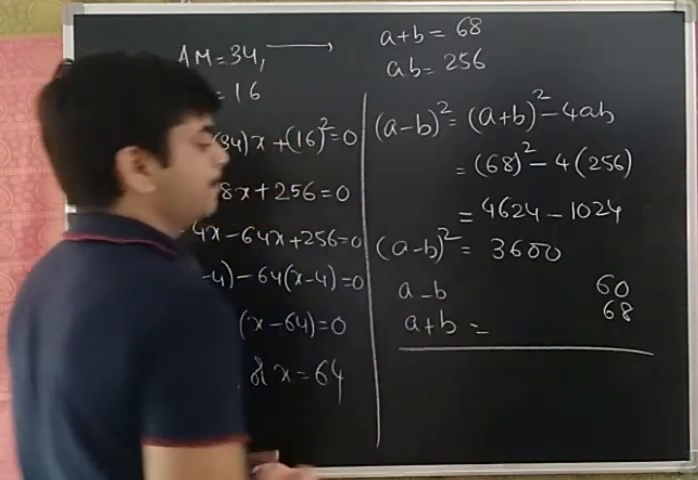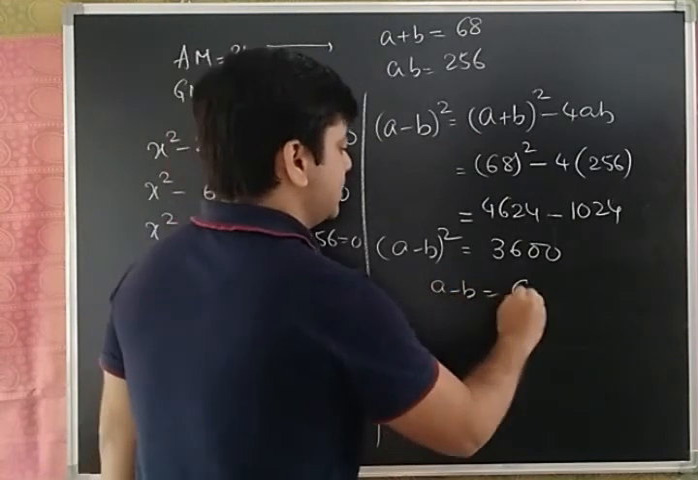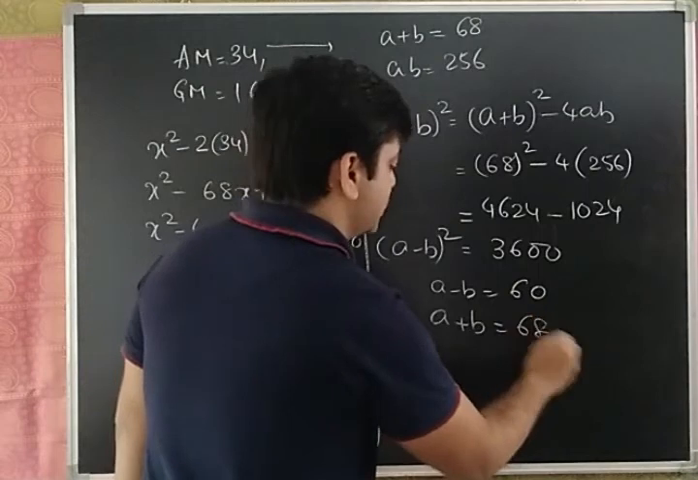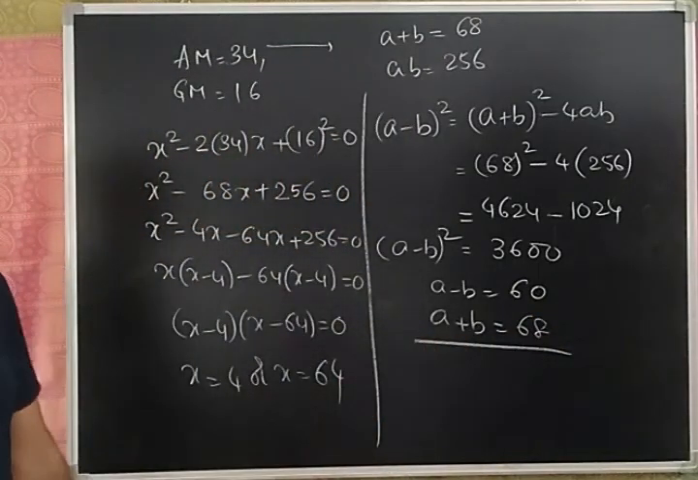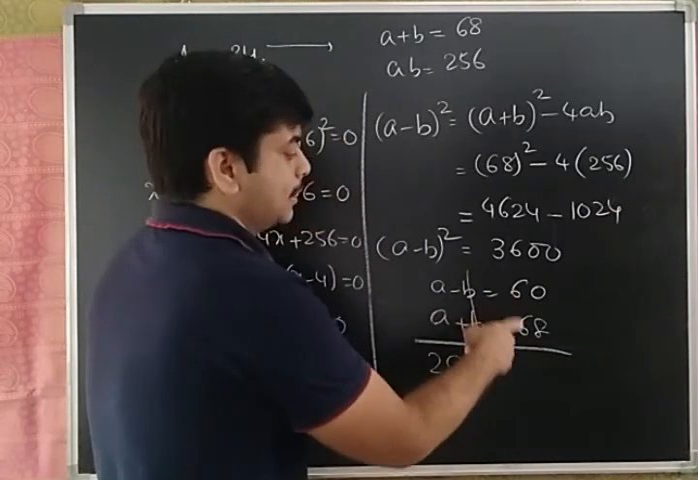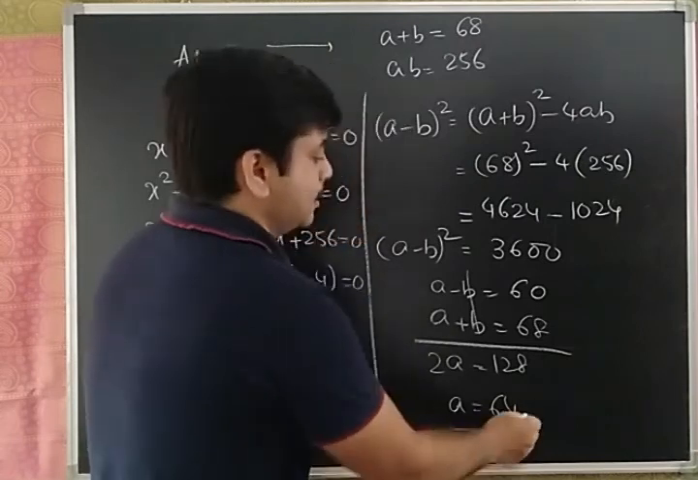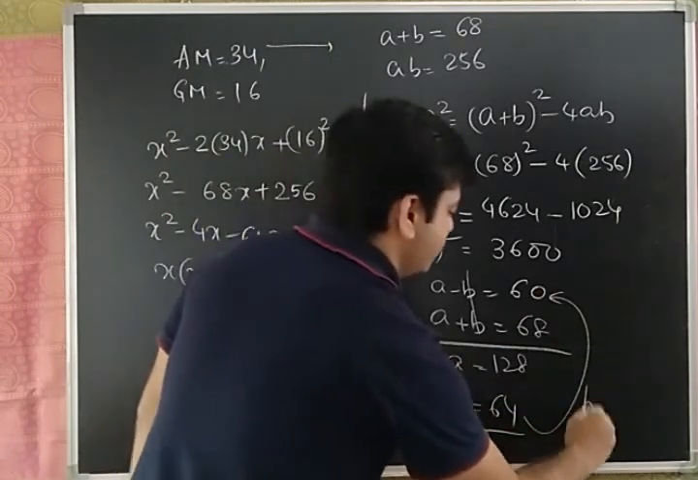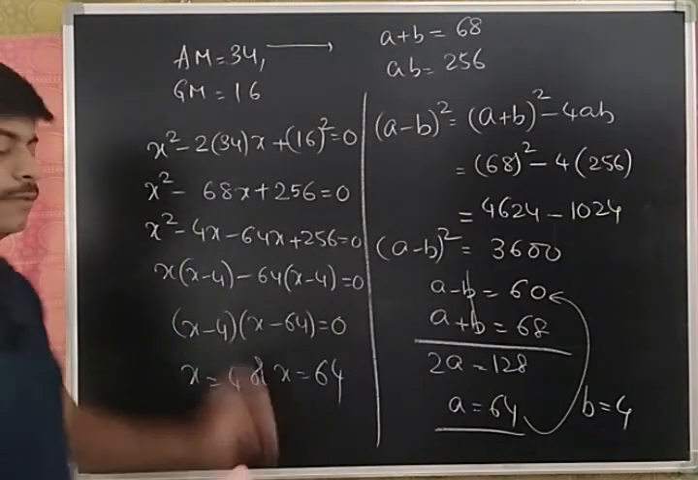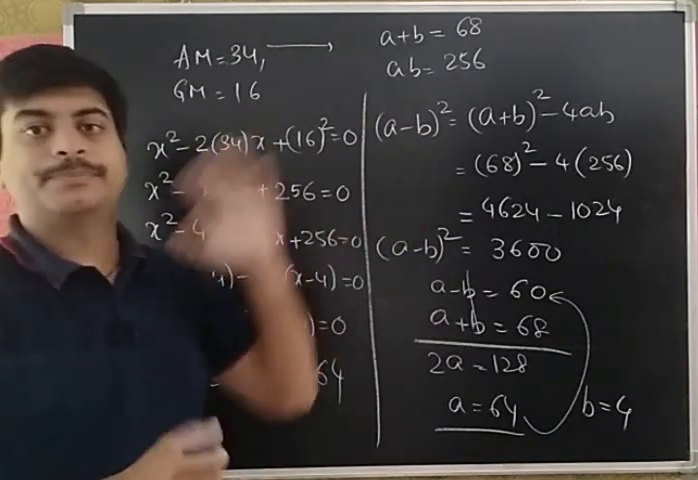a minus b is, I'll write once again, a minus b is 60 and a plus b is 68. We have that. So just add these two, b gets cancelled. So 2 times a is equal to 128, where you will get a is equal to 64. And substitute back here, you will get b is equal to 4. So the numbers are 4 and 64, the same thing we got here. So it is your wish whether you want to proceed in this way or in this way.